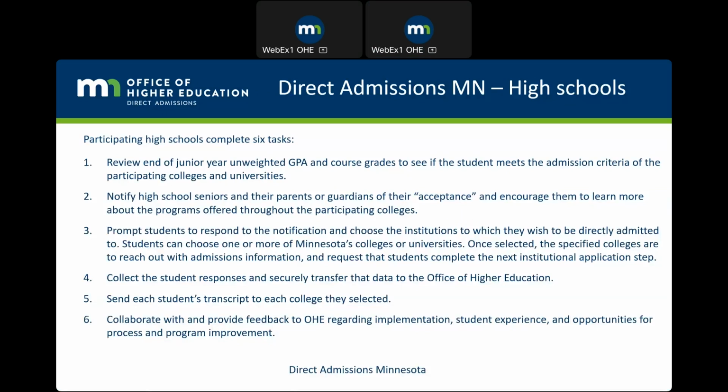The 6 overarching steps that are conducted at the high school level include the review of a student's end of junior year unweighted GPA and course grades in 3 subject areas, English, math, and science, to place a student in one of 6 academic tiers of which colleges and universities have opted into, notifying those seniors and their parents or guardians of the acceptance, proactive extended offers of admission to these institutions, and then encouraging students to explore their top choices, prompting students to then respond to those survey notifications and choose their institutions of most interest, of which they'd like to be directly admitted to.